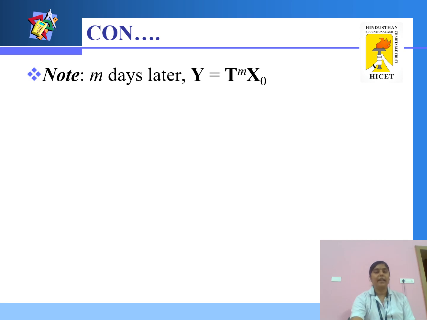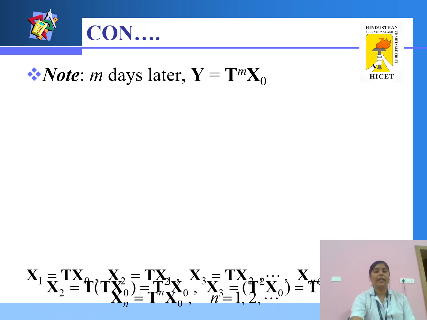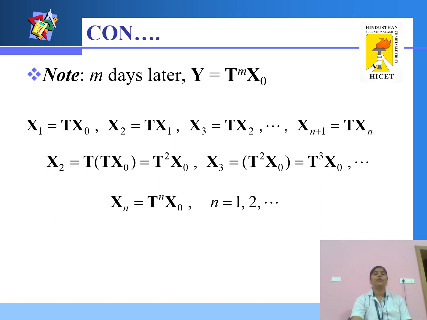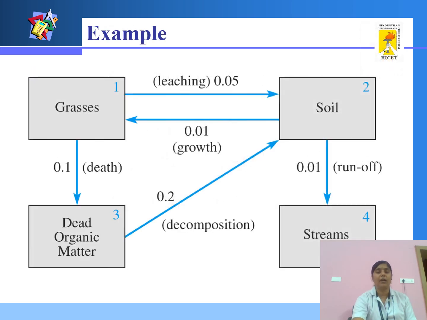So m days later, y equals T to the power m into x naught. That is, x1 equals T x naught, x2 is T x1, etc., xn plus 1 equals T xn. Therefore, xn equals T to the power n into x naught, where n goes from 1, 2, 3, etc., to an infinite number of terms.